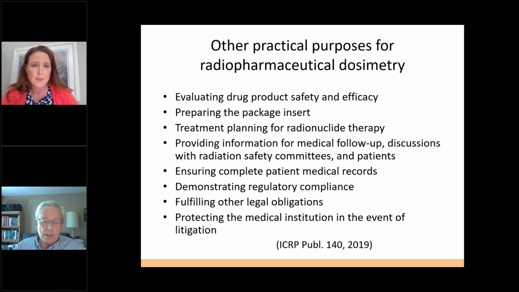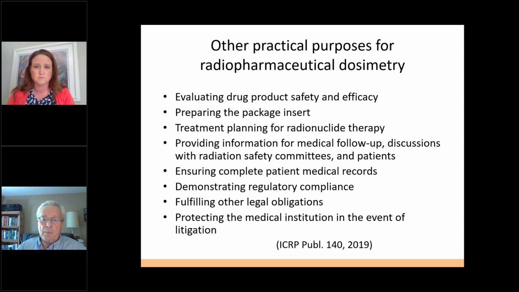A recent publication by the International Commission on Radiological Protection, or what we call ICRP, lists other practical purposes and justifications for calculating dose at a clinical site and for completely characterizing the energy imparted to normal organs and tissues. And just to review why dosimetry is important in other contexts, it's part of evaluating the drug product safety and efficacy. It's used to prepare the package insert.